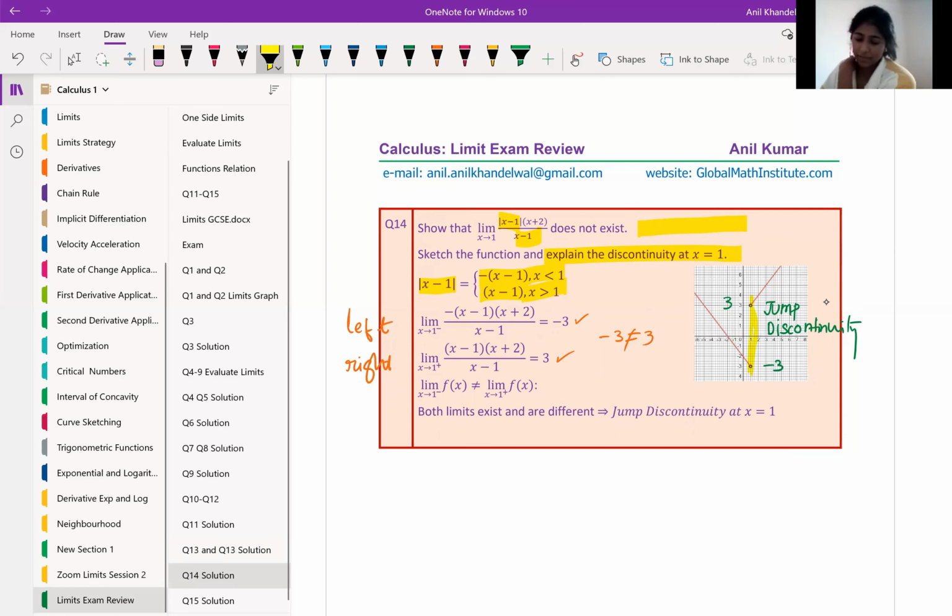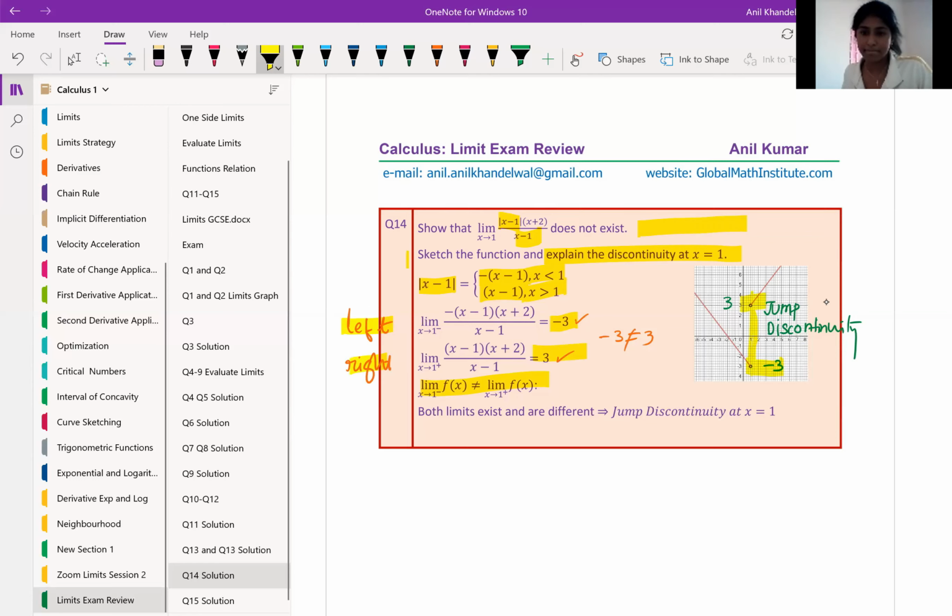Okay. Then I found the two sides, and you cancel the common x minus 1 factors. So on the left side, I got minus 3. Yes. And the right side, I got 3. So clearly, minus 3 is not equal to 3. So therefore, the limit does not exist. There's a jump discontinuity. And you can actually sketch if you want to.